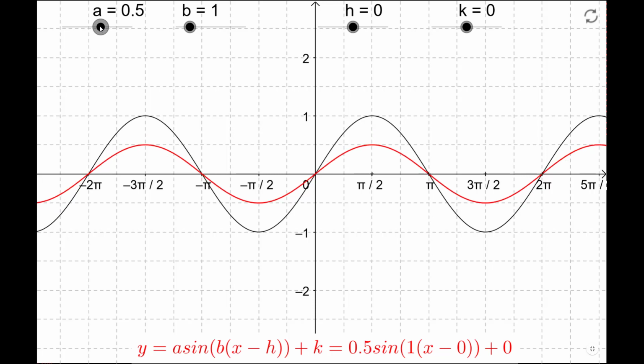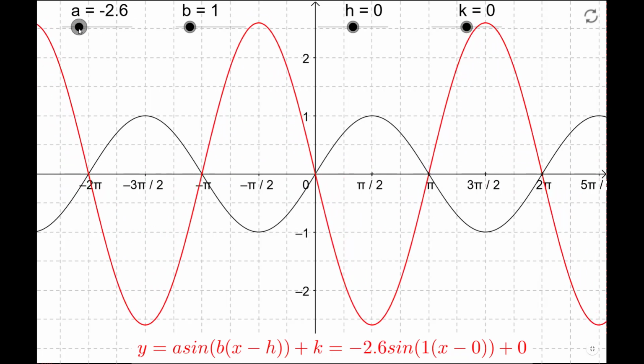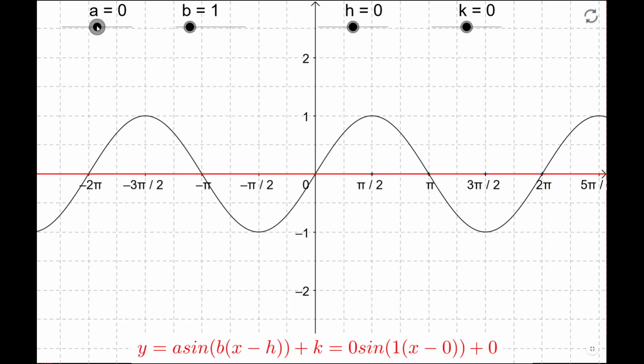What happens if it's negative? If it's negative, it reflects it. Okay, so the a value has two things that it does. It could make the graph taller or shorter vertically. It could also reflect it over the x-axis. And so that hits two of those 5 transformations. One is the amplitude. A is for amplitude, and it tells you how tall the graph is. And then it also tells us whether it's reflected or not. All right, so let's go back to 1.